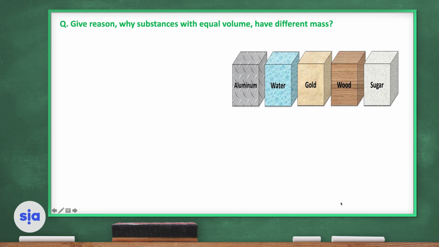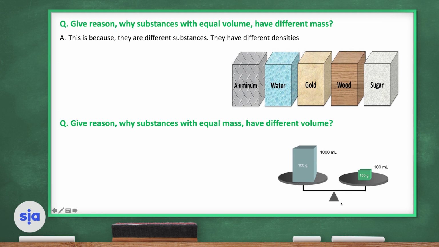Now look at these cubes and tell me why substances with equal volume have different mass. Yes, because they are different substances. They are made of different matter, and different matter have different densities.